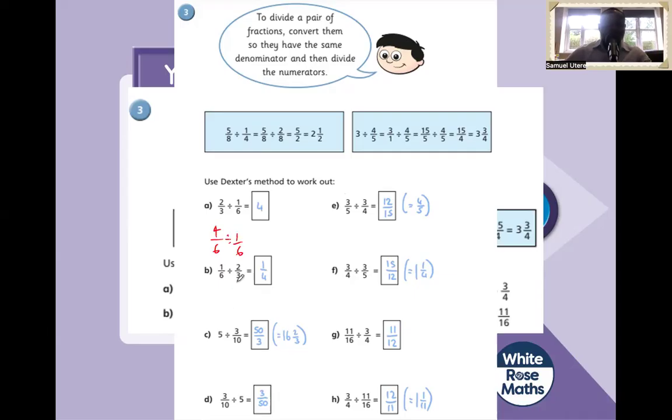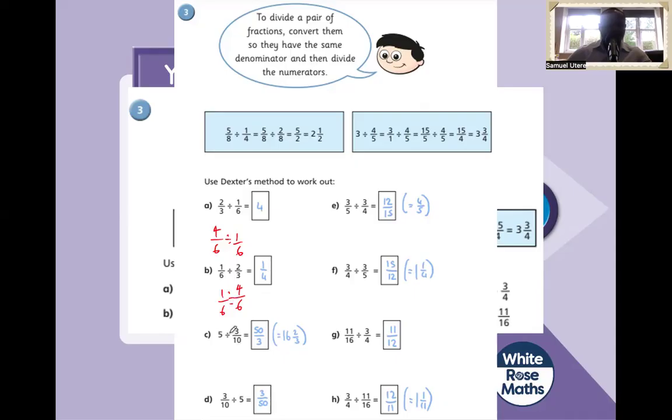This one, we have to make this 6. So to make it 6, we have to multiply this by 2. So that will be 4 over 6. Of course, 1 divided by 4. Okay, so it becomes this. So 1 divided by 4 is a quarter, 1 over 4.